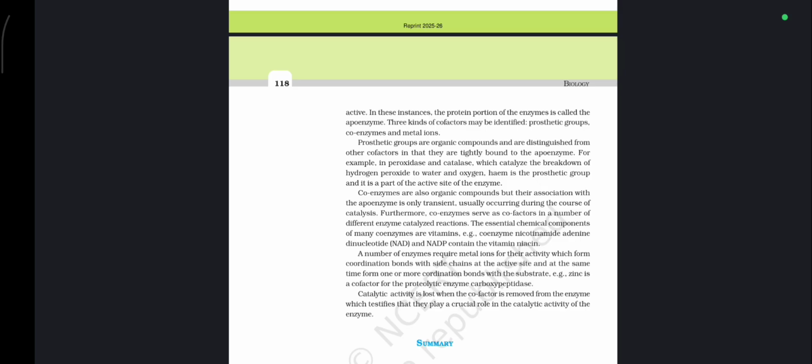Prosthetic groups are organic compounds and are distinguished from other cofactors in that they are tightly bound to the apoenzyme. For example, in peroxidase and catalase, which catalyze the breakdown of hydrogen peroxide to water and oxygen, heme is the prosthetic group and it is a part of the active site of the enzyme. Coenzymes are also organic compounds, but their association with the apoenzyme is only transient, usually occurring during the course of catalysis. Furthermore, coenzymes serve as cofactors in a number of different enzyme-catalyzed reactions.